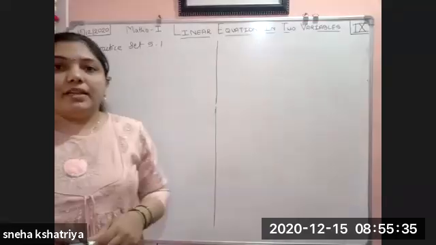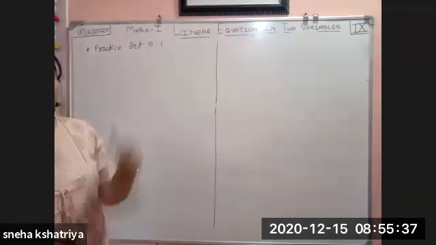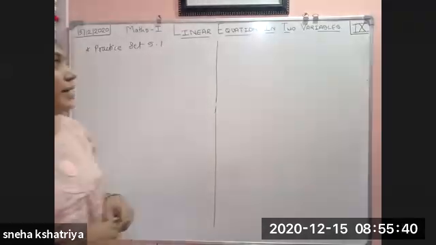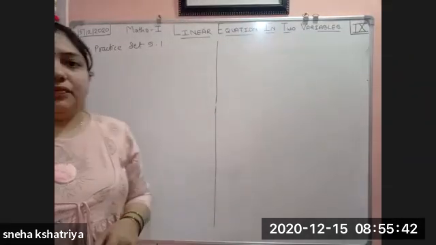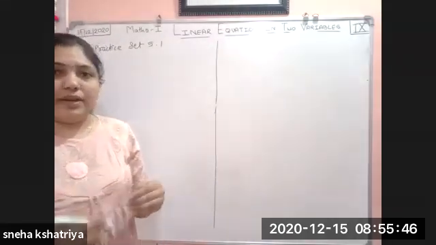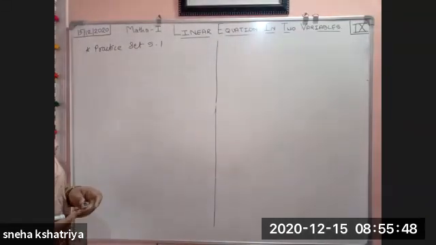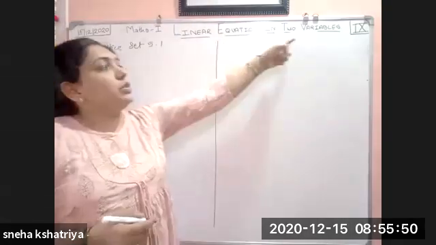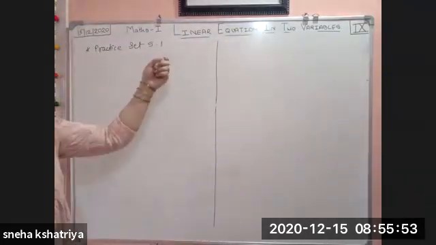Chapter: Linear Equations in Two Variables, from Part 1, Maths Part 1. Today we are going to see Practice Set 5.1. Before that, we will take a quick revision of what we learned in the last lecture. We have to deal with linear equations in two variables. We have seen linear equations before.